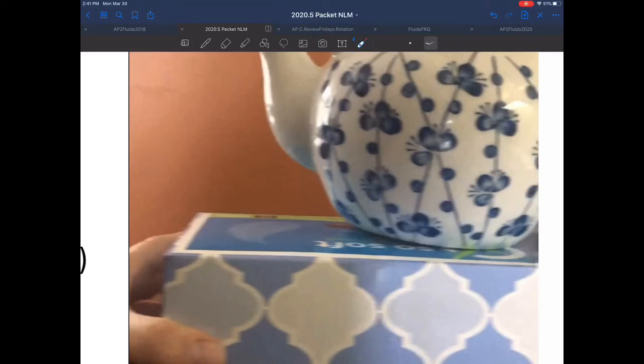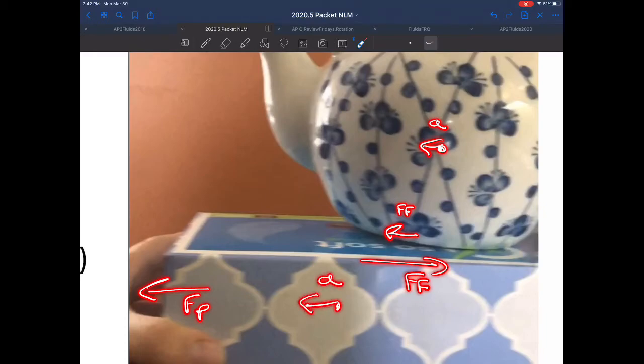So here you saw the tissue box actually slip out from underneath the teapot because it doesn't have as much friction as my palm. The teapot is rubbing against the tissue box, creating a backwards friction force that I have to pull against. And on the teapot, there is a forward friction force, F_F, but it's just not enough to make the teapot's acceleration match that of the tissue box.